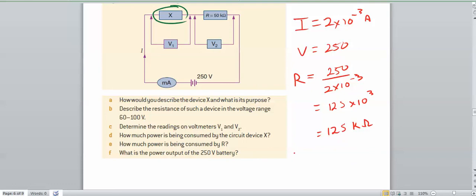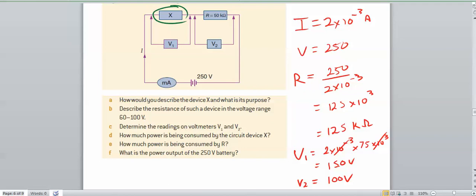Determine the readings then. Well, voltage across 1 is equal to the current across 1, which is 2 by 10 to the minus 3, times the resistance, which is 75 by 10 to the 3. These two are just going to cancel each other out because it's going to be 10 to the power of 0, which is 1. So the voltage across 1 is going to be 150 volts. And, funnily enough, they're going to have to total to give 250. So we know that voltage across 2 is going to be 100 volts.